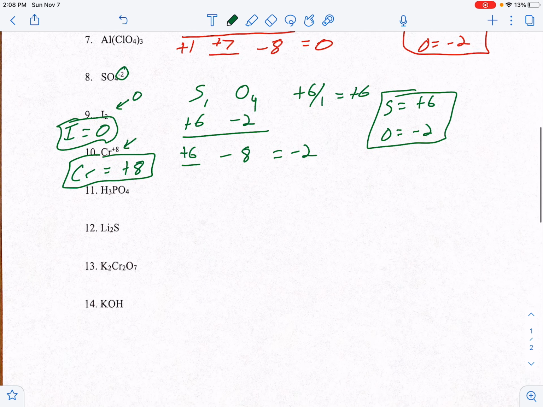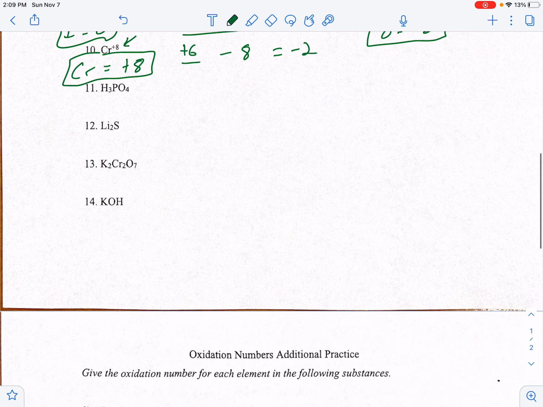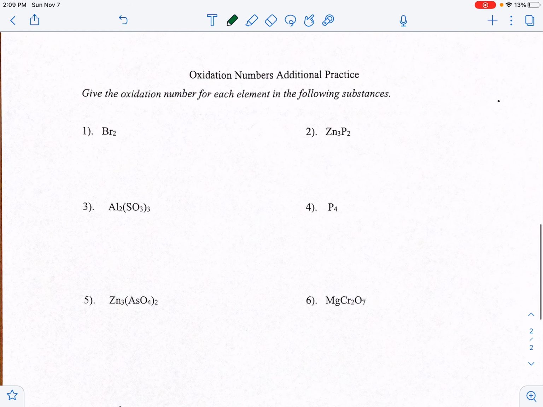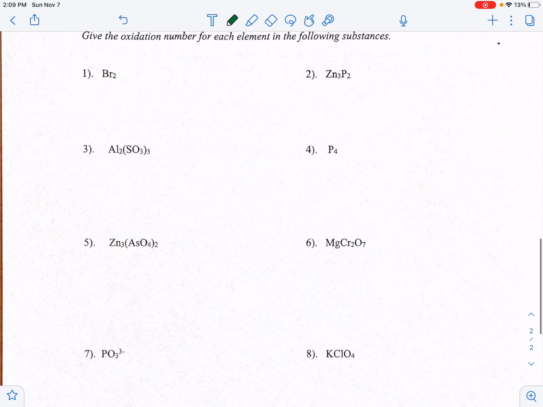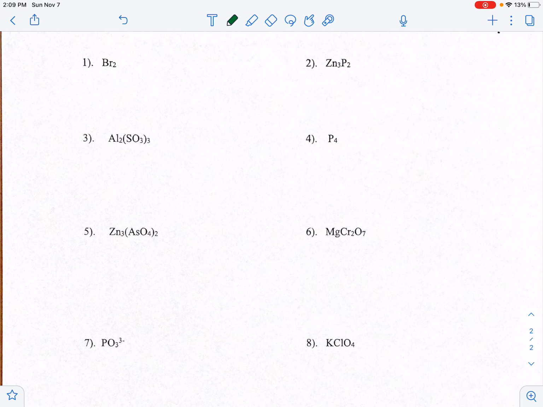Okay, so let's see if we can find something a little more difficult. Let's jump onto the back page where you see Al2(SO3)3. Let's do this one right here, number 3. So I'm going to spread them out. I have 2 aluminums, and remember, if you have parentheses, you have to cross multiply.